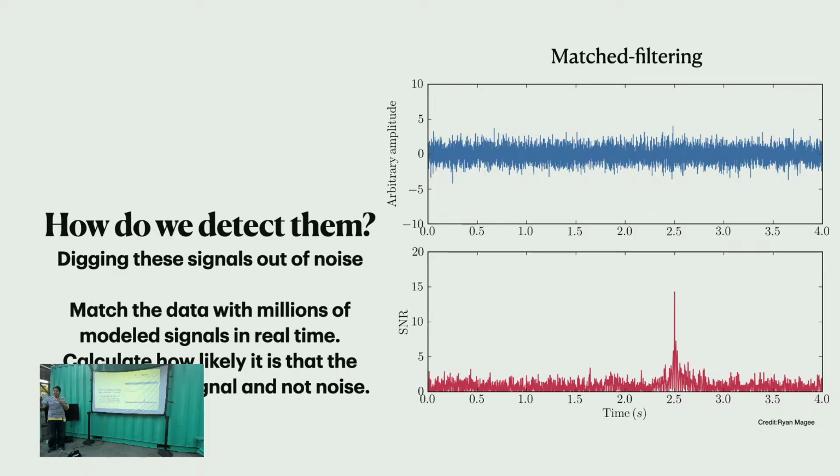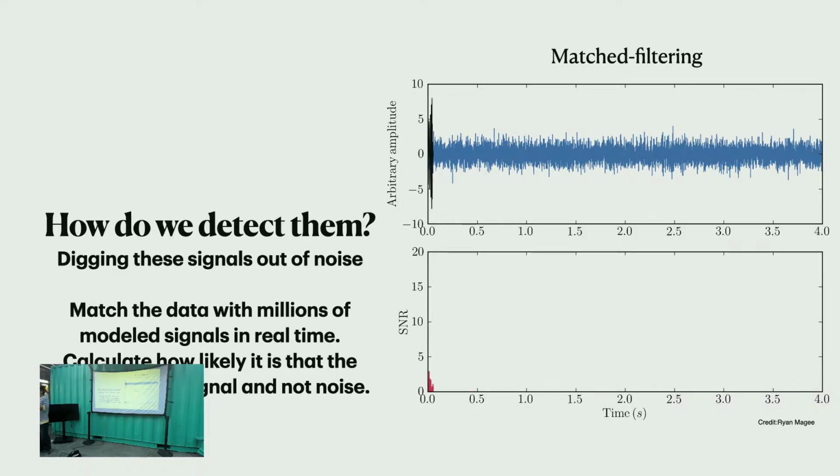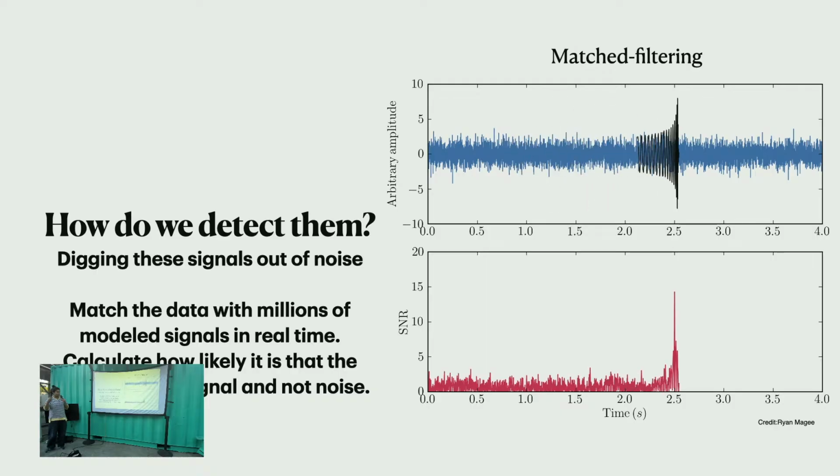And so if there is a signal, and if your signal is very loud, that means you'll get a larger signal to noise ratio. However, disturbances in your data can also produce very high signal to noise ratios. So not only do you have to catch these signals by doing this kind of operation, you also have to calculate how likely it is that that peak is from a signal and not noise. And in order to do that, you have to incorporate information about how likely it is that that signal could be coming from in the universe.